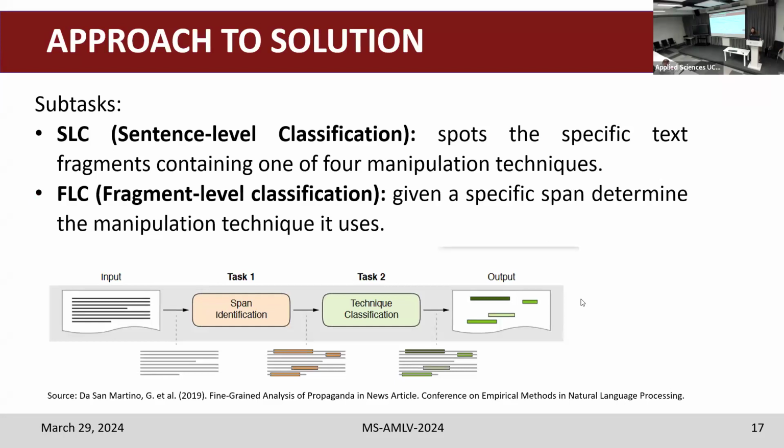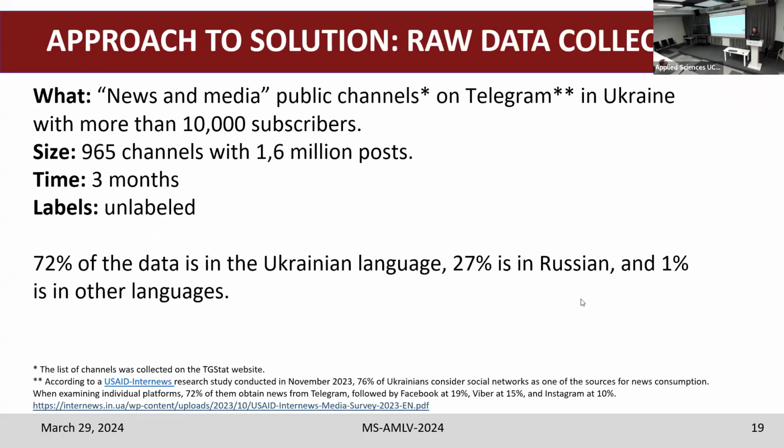First of all, we have two subtasks. The first is sentence level classification, which spots the specific text fragments containing one of the four manipulation techniques. And the second one is fragment level classification, where we give a specific span and determine the manipulation technique it uses. In our task, a labeled corpus is essential. So we prepared the dataset following three steps: the raw data collection, preparing and sampling the data for annotation, and the annotation process.